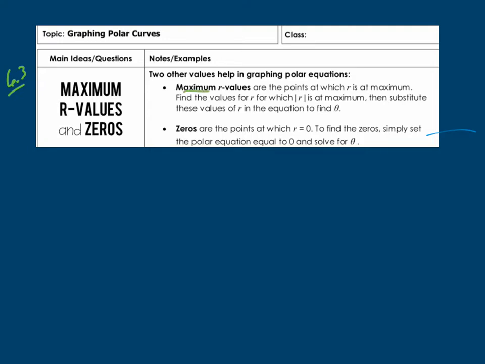So the maximum values are where R is at its maximum. Like, how far out does the graph go? Find the values for which R is a maximum, then substitute these values to find theta. So you do two steps, and you get an R, theta point, which would be the maximum. If it's a circle, like right here, it'll give you this point, how far out you go. And then the zeros are where R equals zero, where that happens. Those things are nice to have ahead of time when you're plotting the points. So let's figure out how to do it.